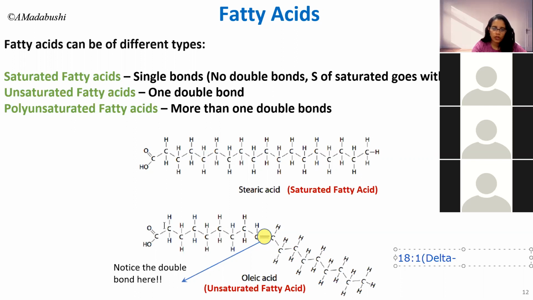Let's count the position. 1, 2, 3, 4, 5, 6, 7, 8, 9. Yeah, that's right, Gina. Yeah, that's exactly what I was getting to. 18 colon 1, delta 9. Yeah, but we will have a chance to do a more complicated example very, very soon. That is literally the next slide.